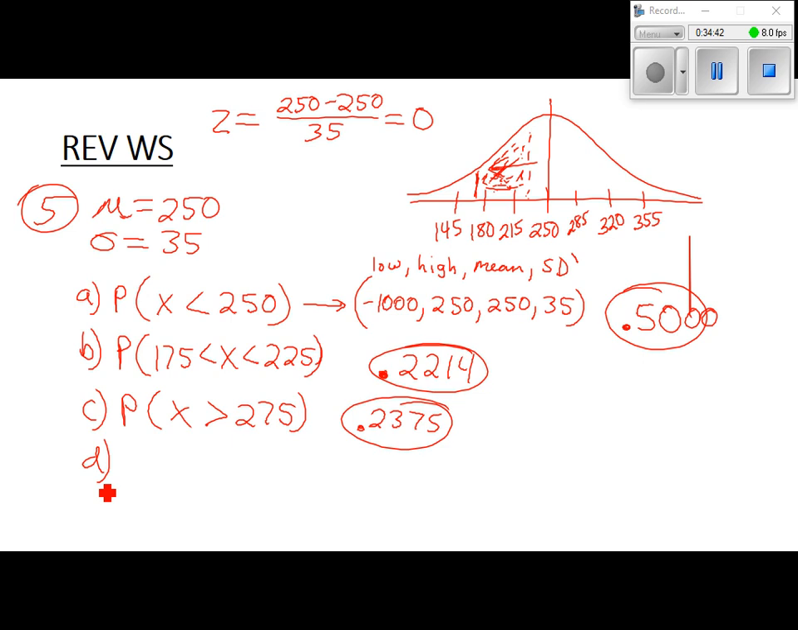Letter D, a little tougher on this one, you have a little more to do. If 500 utility bills are randomly selected, about how many would you expect to be less than 220? So we want to find the probability that's less than 220. Let's do that first. What's our low limit this time? Negative 1,000. Then put in 220 as your high, 250 as the mean, 35 as the standard deviation. What's that give us?